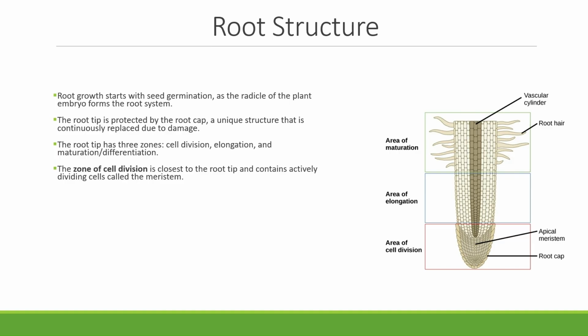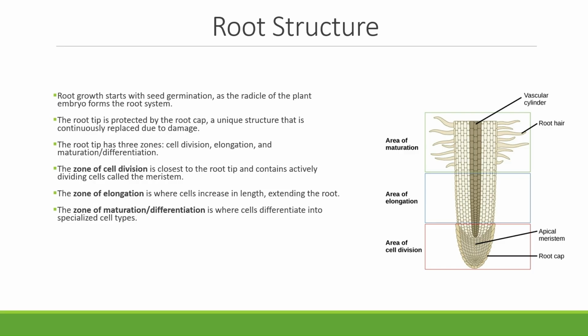The zone of cell division contains actively dividing cells, we call them meristem cells, that produce new cells. Then we have the zone of elongation. This is where new cells rapidly increase in length, pushing the root tip forward. Again, this is just right behind that root cap, very close. And then we have the zone of maturation.